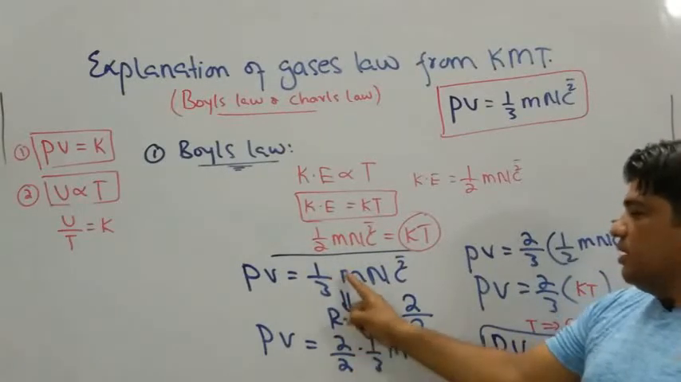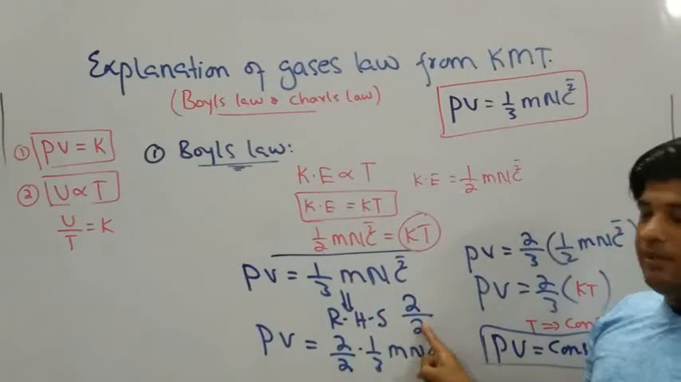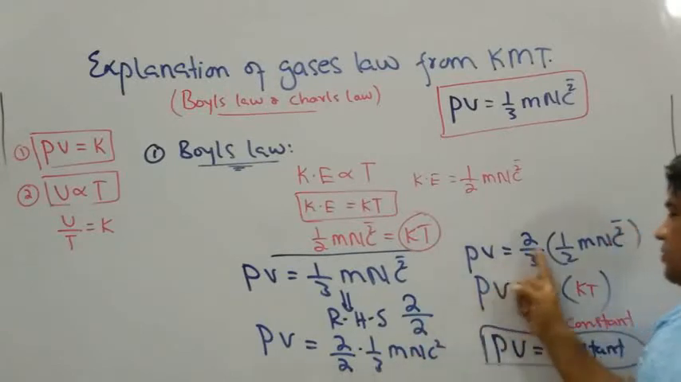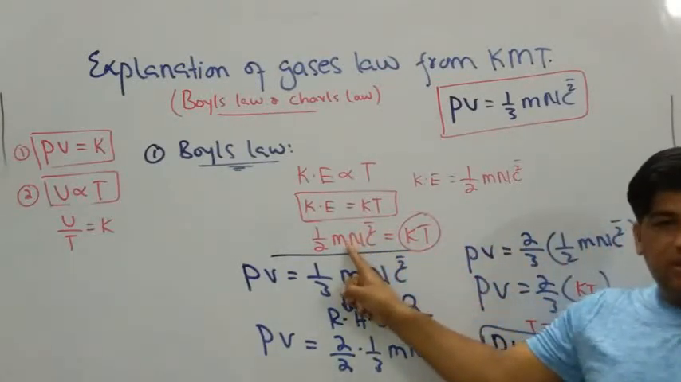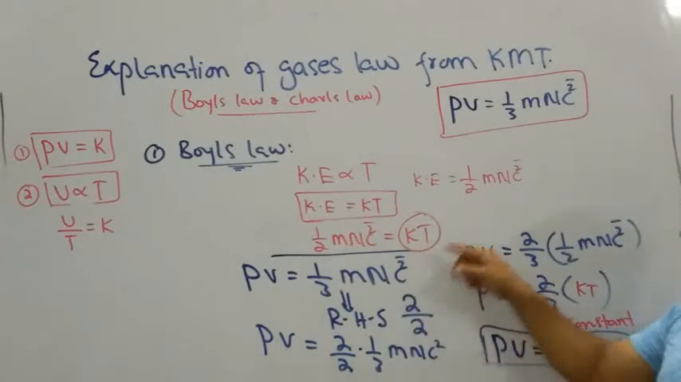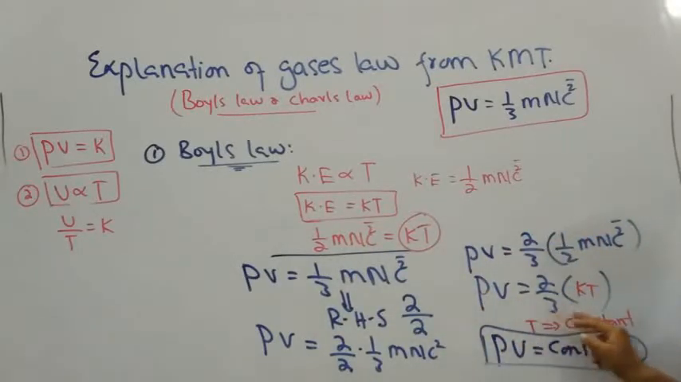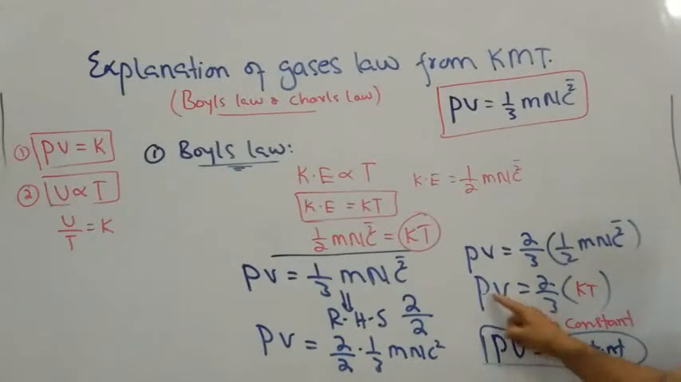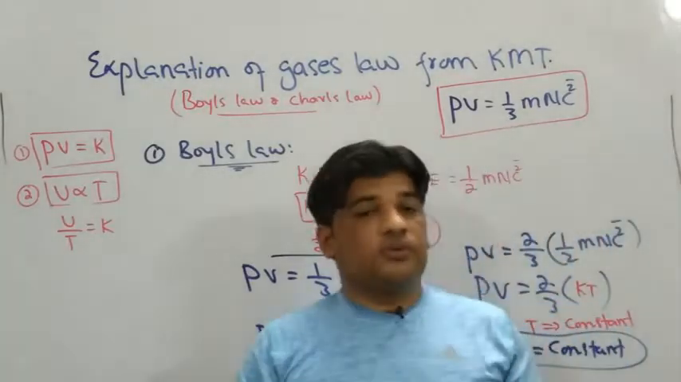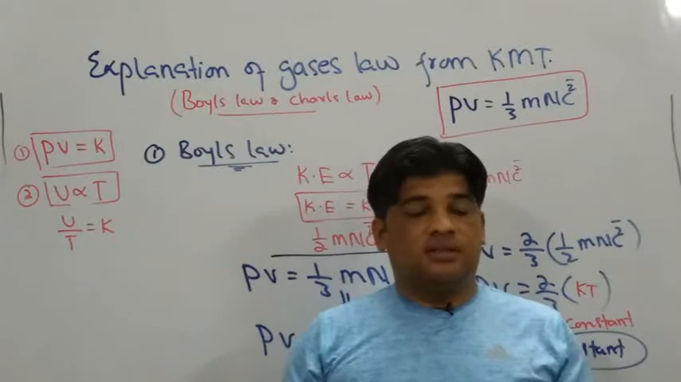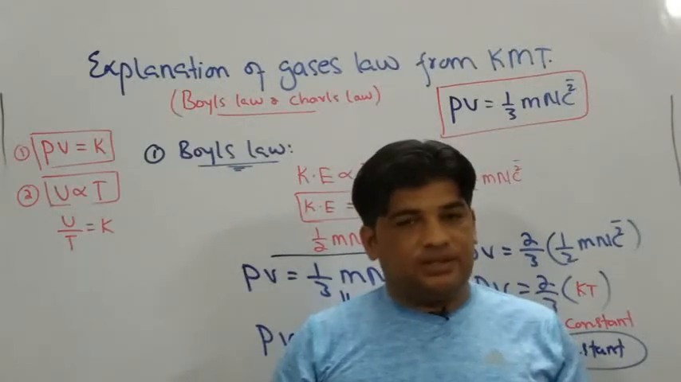In the right side of this kinetic equation, we both divided and multiplied by 2. So PV is equal to 2/3 times 1/2 mnc square, and one of the postulates of KMT says 1/2 mnc square is equal to KT. So put that in here: PV is equal to 2/3 KT. If T is taken constant, which is also constant in Boyle's law, then the PV product is always equal to a constant. So that is the proof of Boyle's law from the kinetic equation.